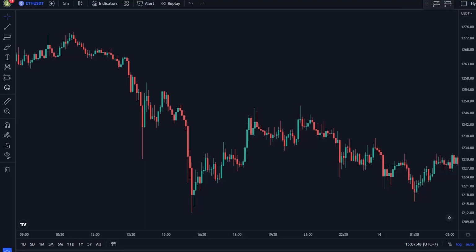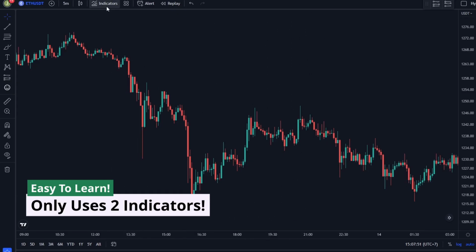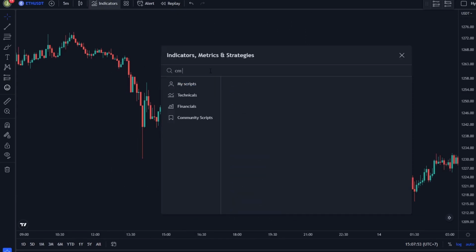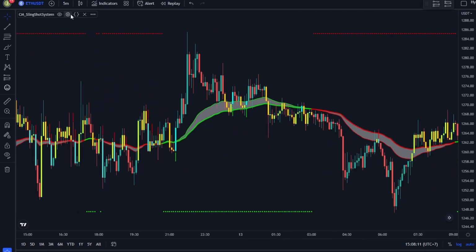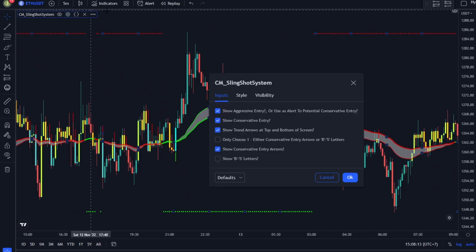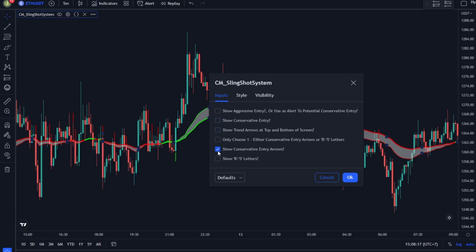This trading strategy consists of only 2 indicators, which makes this strategy easy to learn. The first indicator is the CM Slingshot System, which is the indicator right here. Next, we need to change the settings of the CM Slingshot System. You need to uncheck all the boxes within this indicator.